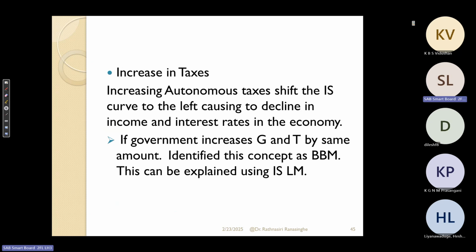Now suppose, what happens in this case: increase government spending and the taxes by the same amount. Can you remember? Earlier we discussed what that is. If the government raises taxes and the government expenditure by the same amount, we identified the balanced budget multiplier. So the net effect is that income increases by the amount of government expenditure. That can be explained using the IS-LM model. Earlier we explained it the other way. The balanced budget multiplier equals 1. Now we can explain that based on the IS-LM analysis.